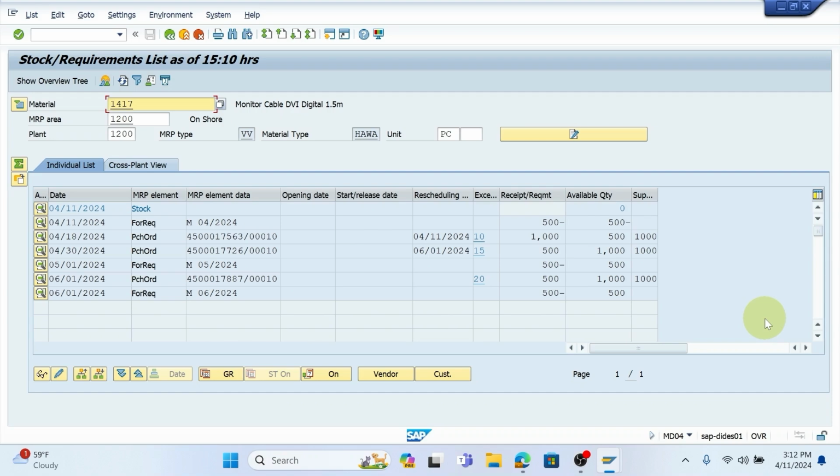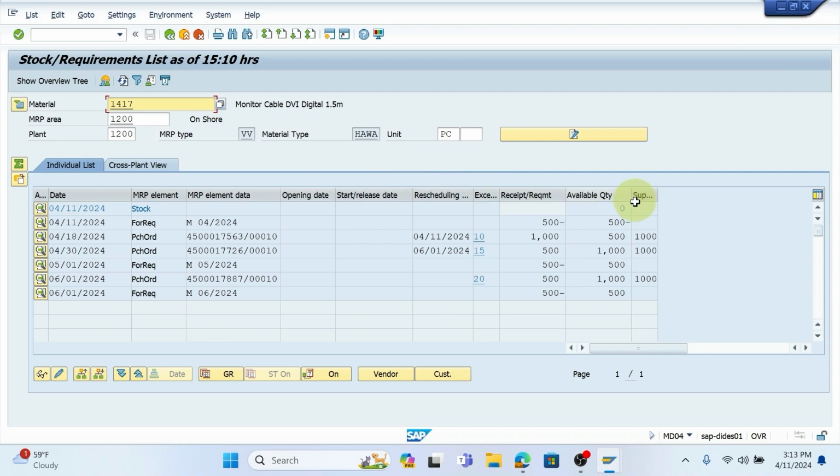Before we get overwhelmed by the exception messages that we see on the MD04 screen, let's try to figure out what's really happening in our supply chain. In my personal experience, I find it helpful to take a look at the whole picture before jumping into any conclusions. The MD04 stock requirements list reminds me of a checkbook.